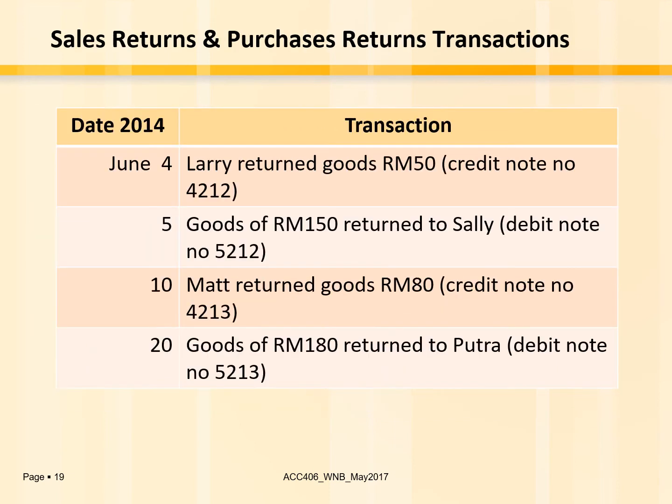Okay. This is the sales return and purchases return transaction. Yang ni pun sama. You kena ada 3 untuk setiap satu, sales and also purchases. So, let's see this one. You kena ada 3, maksud I adalah untuk project paper, that one, group project. Okay, so Larry return goods RM50. Credit note number 4212. So, dia akan masuk dekat sales return. Goods return to Sally, purchases return. Matt return goods, customer pulangkan kat kita. So, sales return. Kita pulangkan dekat Putra. So, purchases return. So, let's see how will it look like.